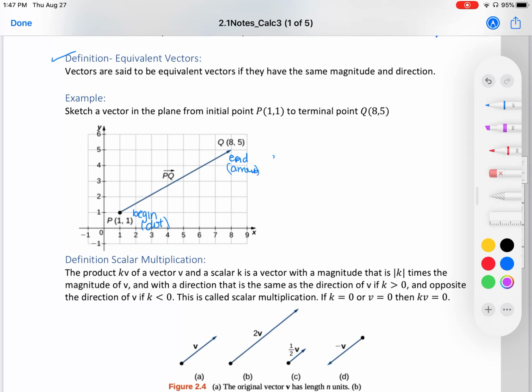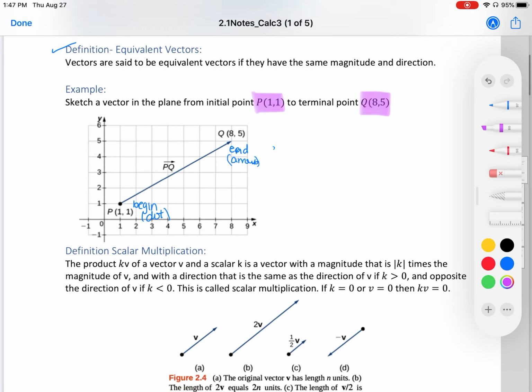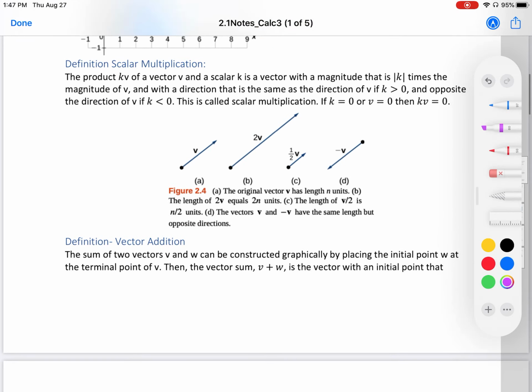Notice that it's written like a regular Cartesian point, a regular rectangular coordinate point. It has a comma and a number. All right, let's talk more about vectors.